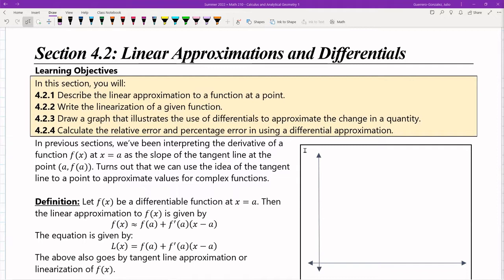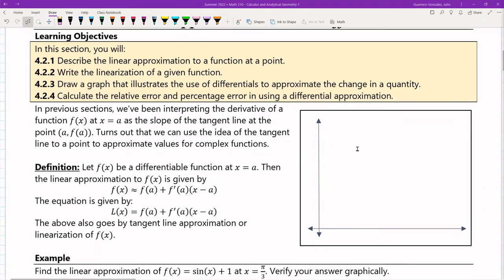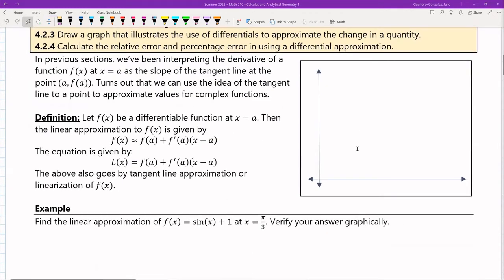In the previous section, we already interpreted the derivative as the slope of a tangent line. We can use that as a pretty good approximation to much more complex formulas and functions. So I'm going to start with the definition. The picture is really going to be for the definition. Let f of x be a differentiable function at x equal a. Then the linear approximation to f of x is given by this thing right here, and the equation is given by this thing right here.